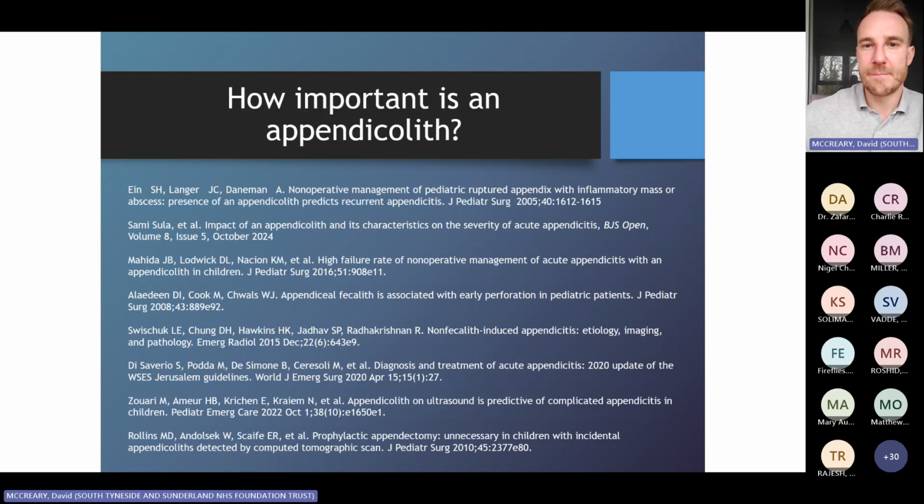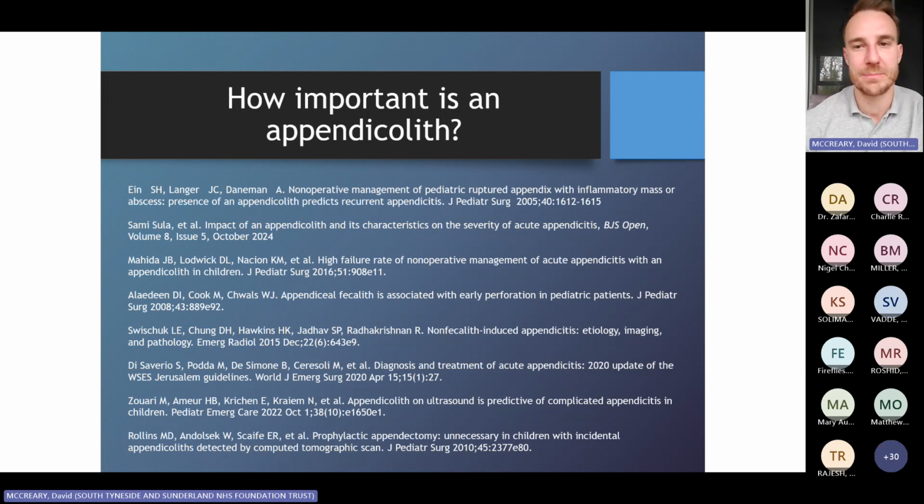Hopefully. So how important is seeing a fecalith or an appendicolith? Lots of studies have talked a lot about this, either on ultrasound or CT. I would say the conclusion, from having read all of these, is that it's generally associated with more severe disease, so complications, but it also doesn't make a lot of difference in every single case.